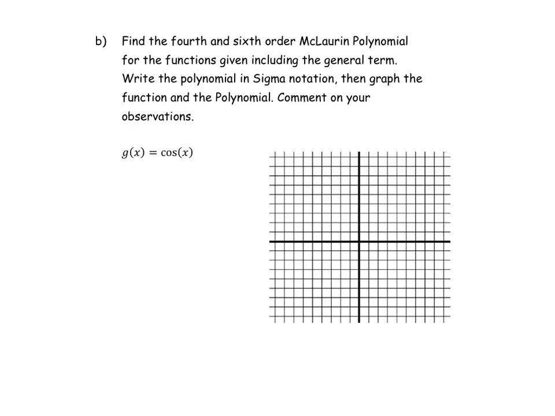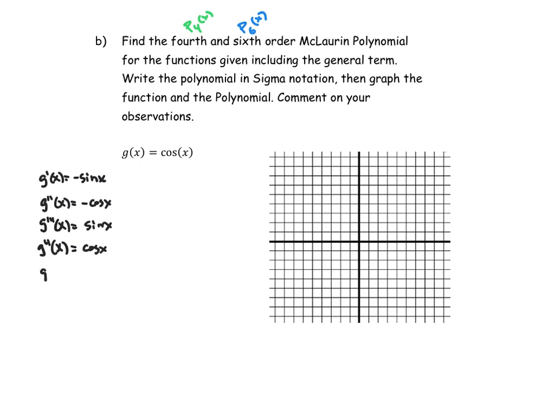Okay, it says find the 4th degree or order and 6th order Maclaurin polynomial for this function given below, which is cosine of x. Let's find p sub 4 of x and p sub 6 of x. All right, so derivatives, here we go. g prime, I'm just going to find the first 6, will be negative sine. g double prime, negative cosine. g triple prime, that'd be positive sine. 4th derivative would be cosine. 5th derivative would equal negative sine.